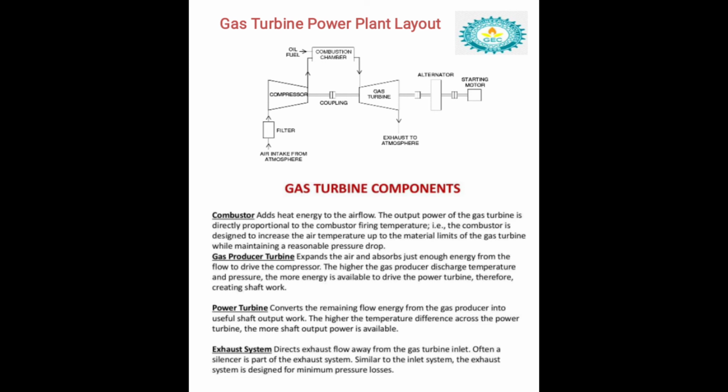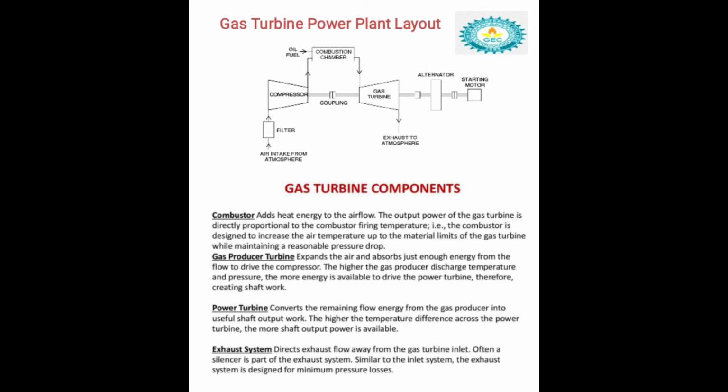Now the diagram shows the gas turbine power plant layout. The air is taken from the atmosphere. That air enters the compressor through a filter. With the help of the filter, any dust particles are removed. After that, the air is supplied to the compressor. With the help of the compressor, the compressed air is sent to the combustion chamber.